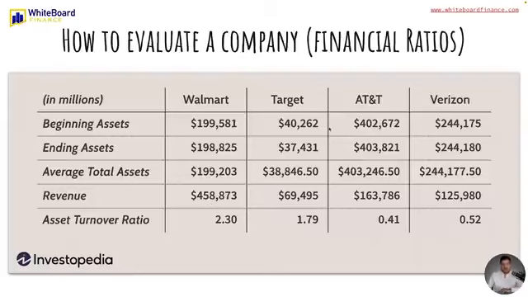Now, Target, these numbers are going to be a lot lower, okay? So you have 40,262 in beginning assets, 37,431 in ending. Average total assets is going to be 38,846. The revenue is going to be close to 70,000. The asset turnover ratio is going to be 1.79. You have the AT&Ts of the world, where they have a ton of assets, decent amount of revenue. Same thing with Verizon, and these ratios are going to be much, much lower.